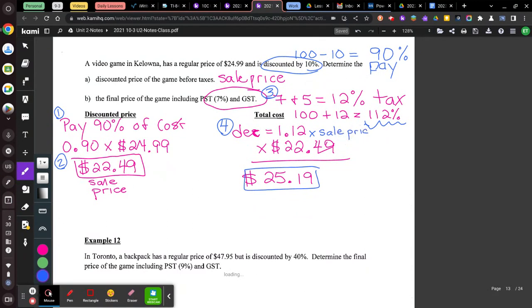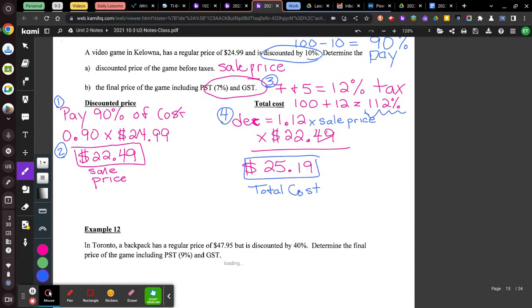Just so you know what's going on there. And that'll give you your total cost. So this is our final total cost with taxes. Okay, so our total cost is only 20 cents more than the original price. Okay, so we're going to do all those steps on the next question.